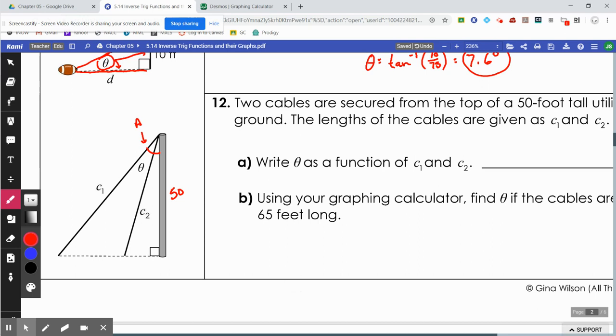Let me write a little equation here. If I'm looking at this triangle, let me outline it in red, I know that the 50 is my adjacent side and C1 is my hypotenuse. So I know that the cosine of my angle A is going to equal adjacent over hypotenuse, which would be 50 over C1.